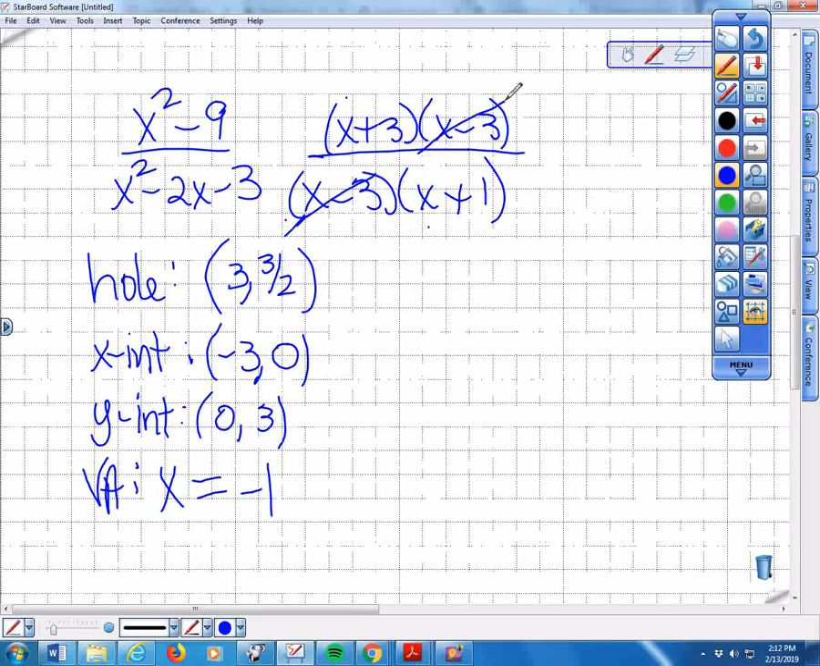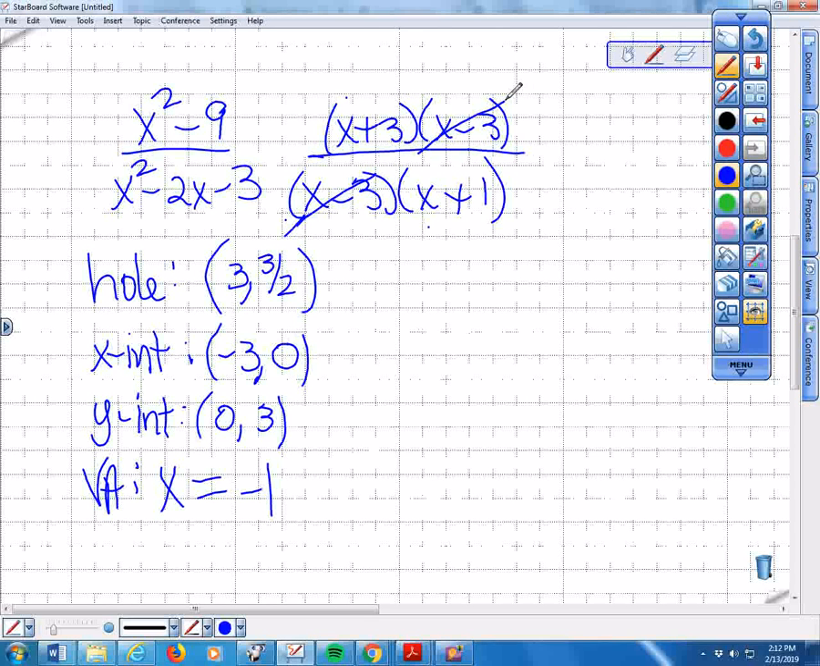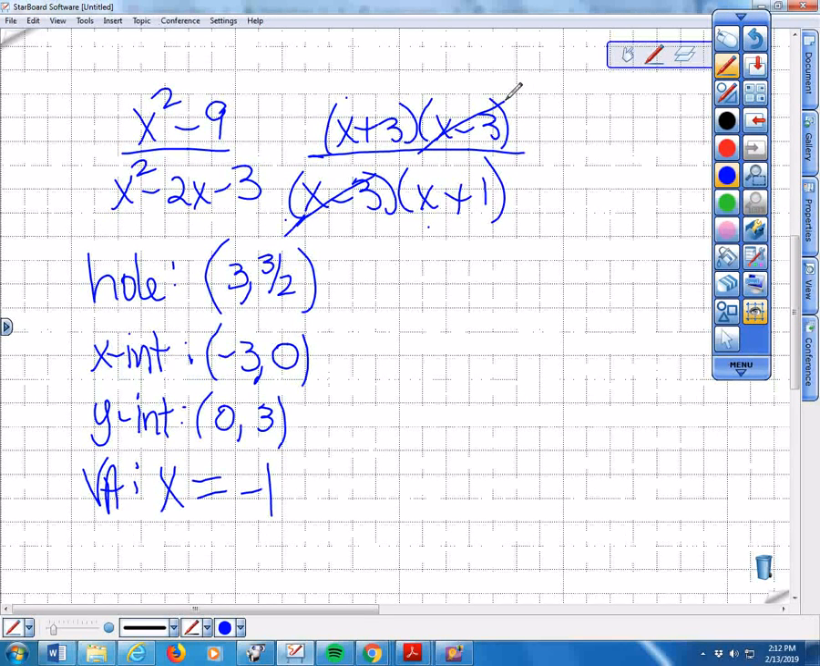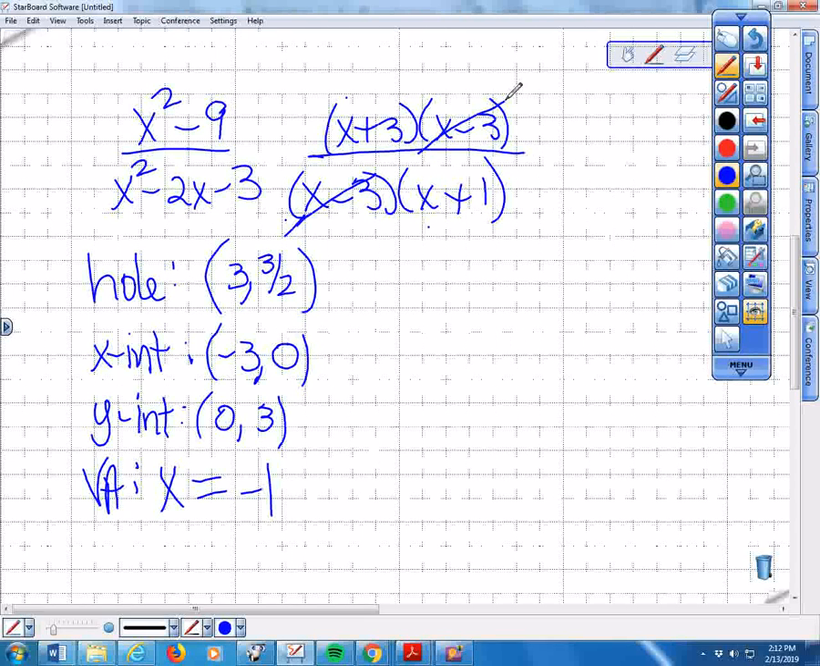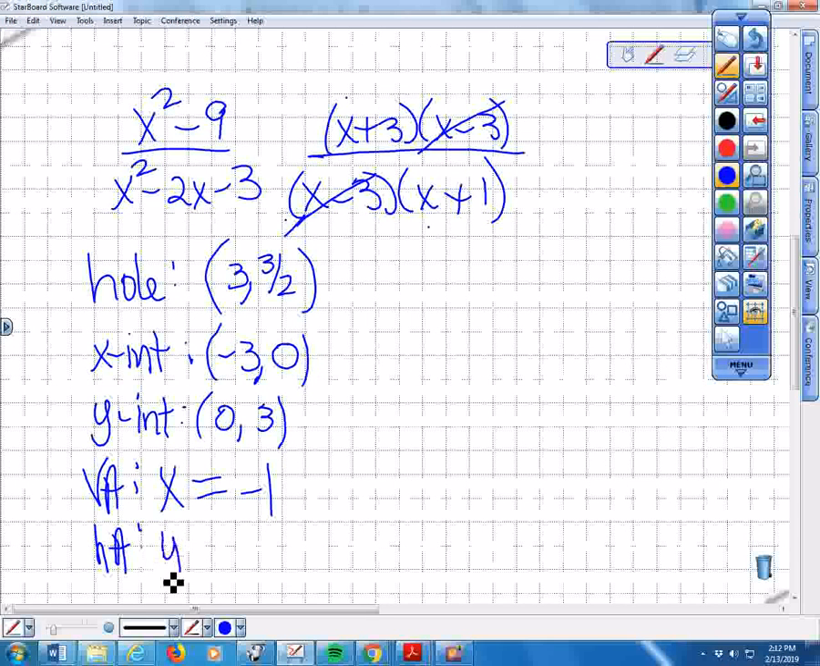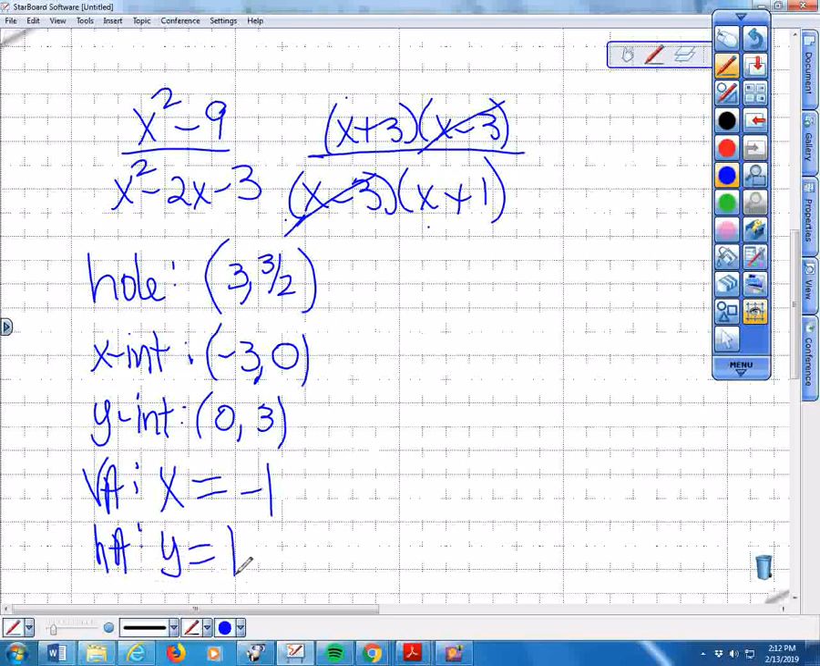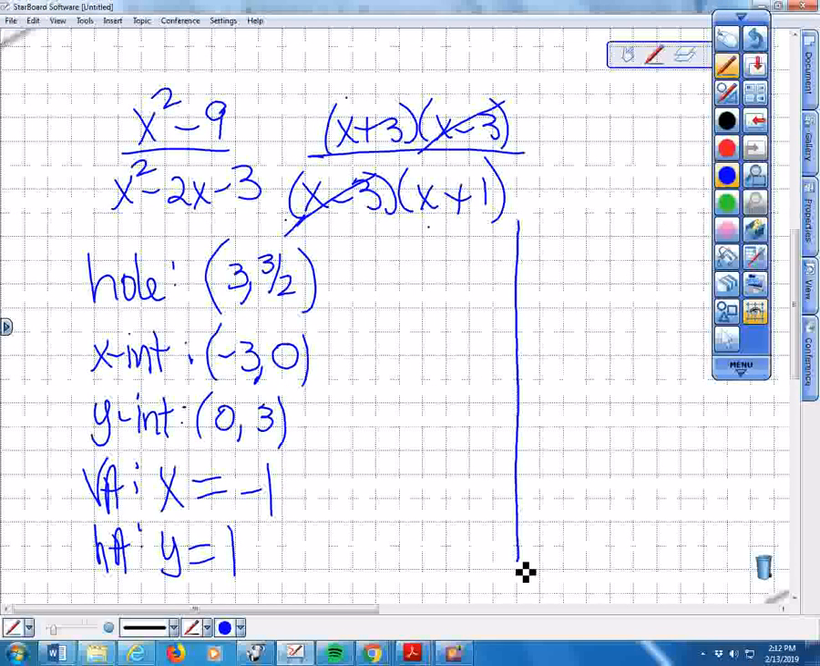Then you do the rest of the work with that. Okay. Now we look at the original function. What is the horizontal asymptote? 1, because they're the same degree, so you just divide the leading coefficients. Okay. Horizontal asymptote, y equals 1. Okay. So we have enough to get an idea of what information we're going to need still.